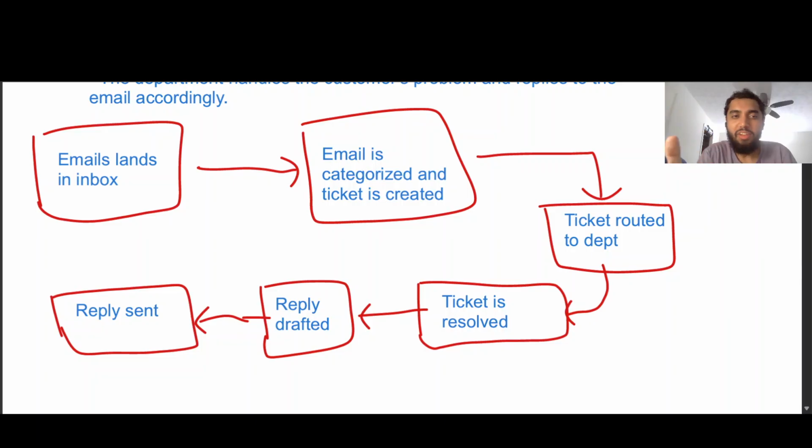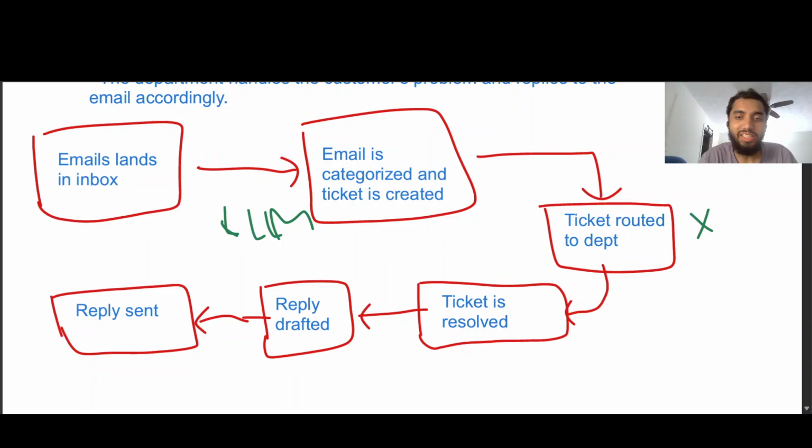So, at what steps can we apply LLMs? Email landing in the inbox, not really. Categorizing and creating a ticket, here we can apply LLMs. We can use an LLM to analyze the customer email, create a ticket accordingly, and send it to a specific department. Routing to the department, you don't exactly need LLMs, because once you know which department it should go to, you can just send it there. There's nothing to think about there. You just send it there.